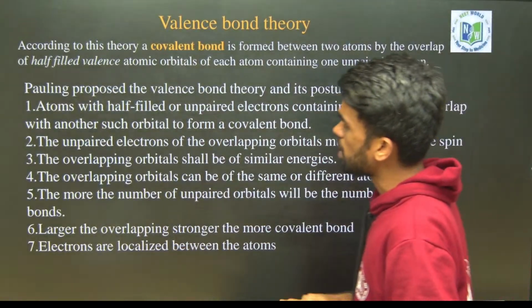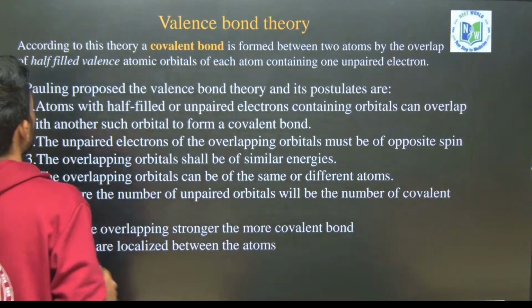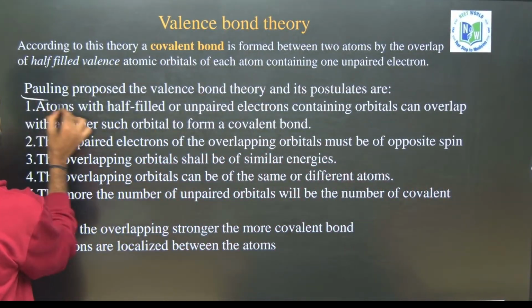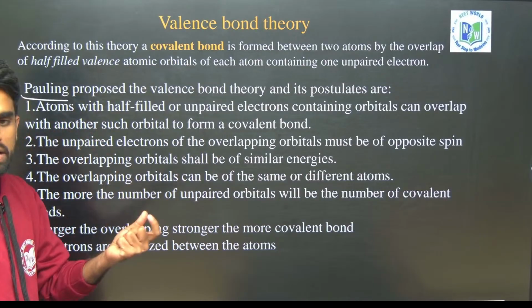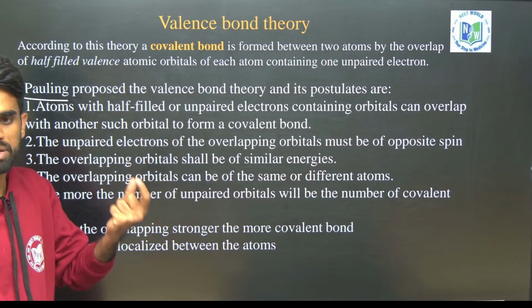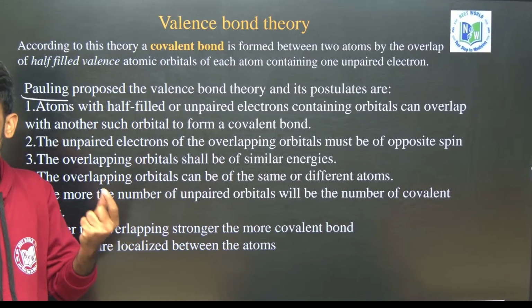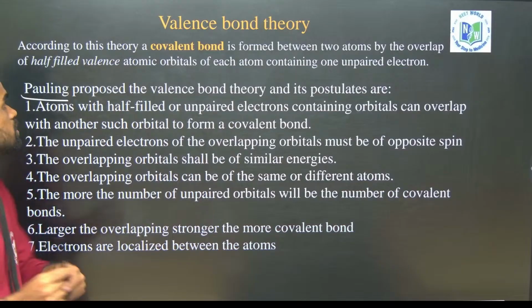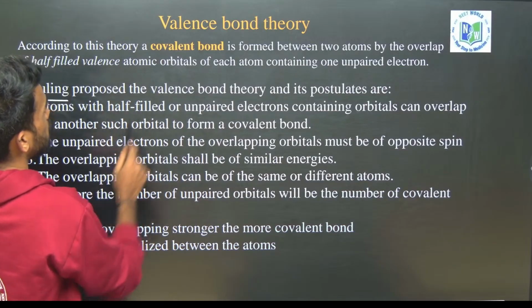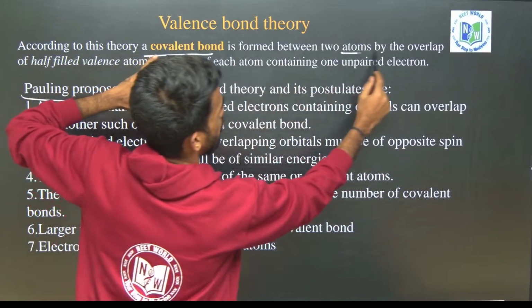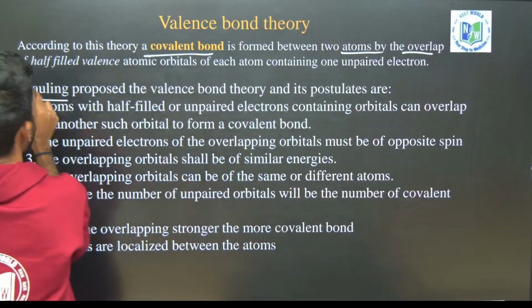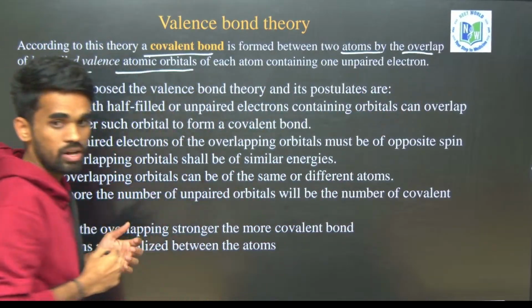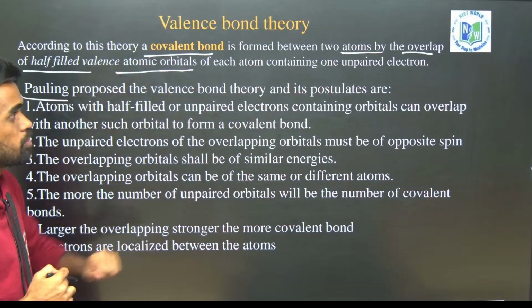Now valence bond theory is given by Pauling. What he says is that the bond between two atoms is a covalent bond. What type of bond is it? Covalent bond. So how is this covalent bond formed? According to this theory, a covalent bond is formed between two atoms by overlap of half-filled valence atomic orbitals of each atom.